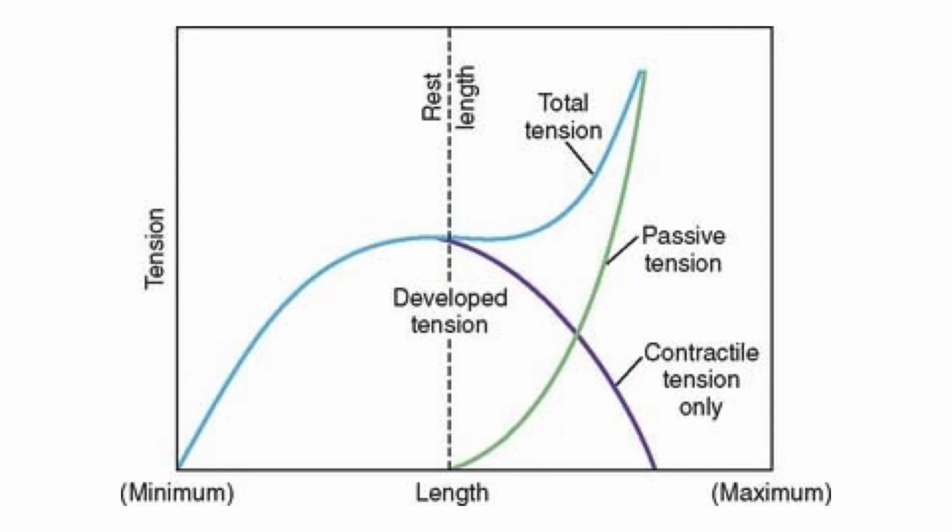The purple line shows decreasing contractile strength as the muscle lengthens. However, the green line shows an increase in passive tension as the muscle lengthens. And the sum of both tensions produces a greater overall tension and opportunity to generate force.